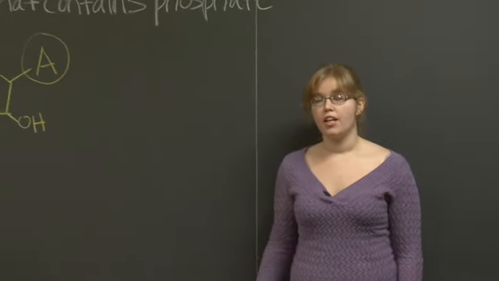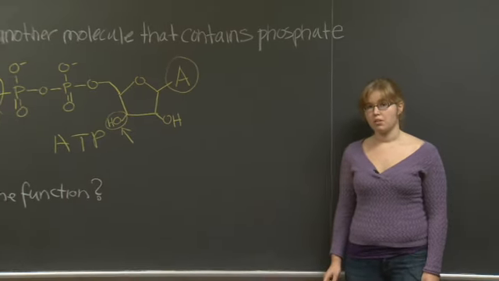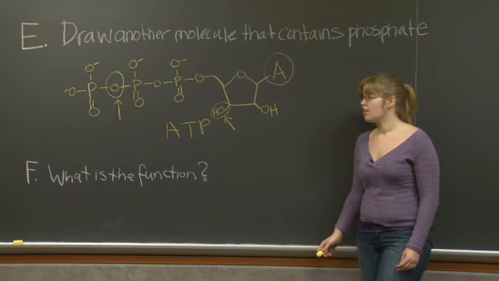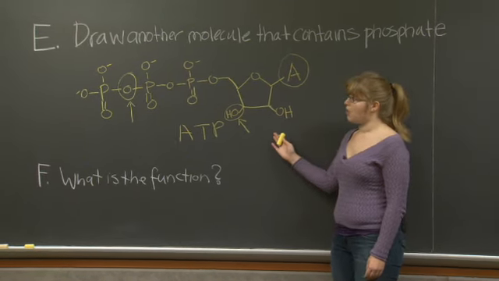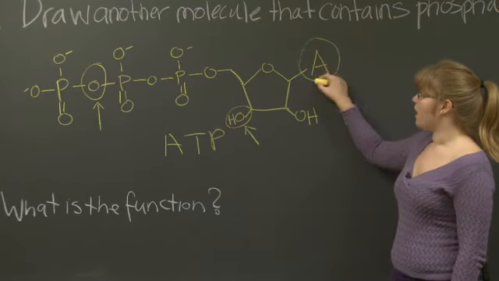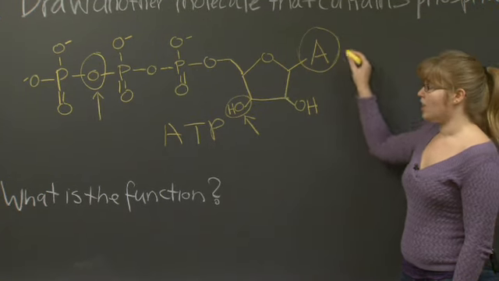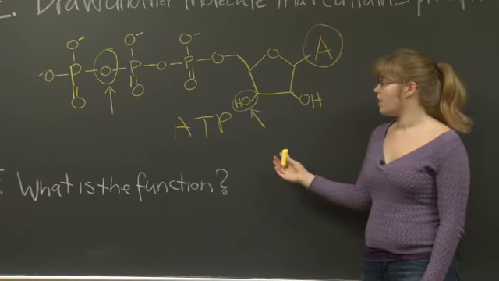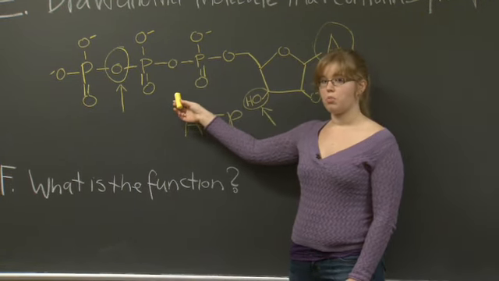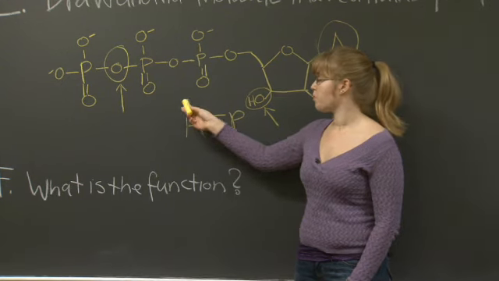Welcome back. Now we are going to solve parts E and F of this problem. Part E asks us to draw another molecule that contains phosphate that is essential to biological systems. Right off, you should be thinking about nucleic acids. I have written an example of a nucleic acid up here. This, as you can see by the A in the base position, is ATP. And you can see where phosphate is essential as the triphosphate portion of ATP.